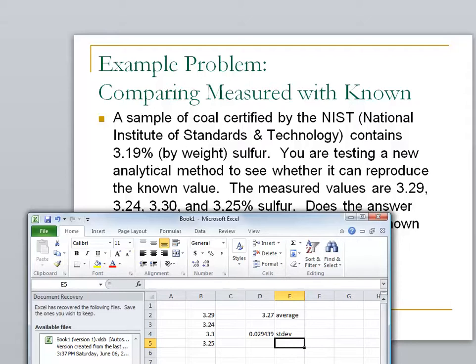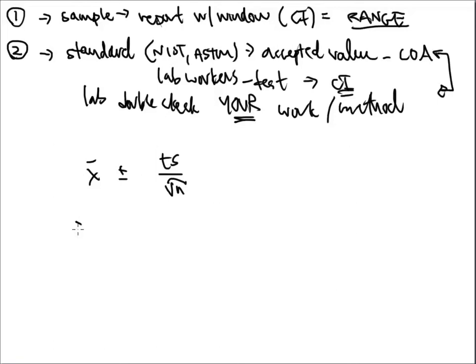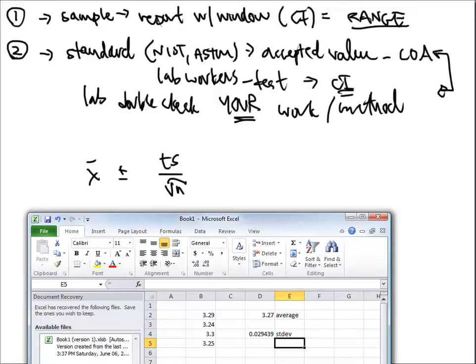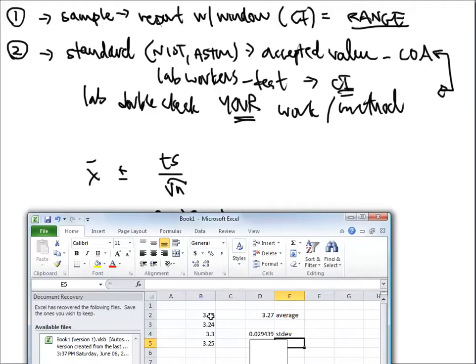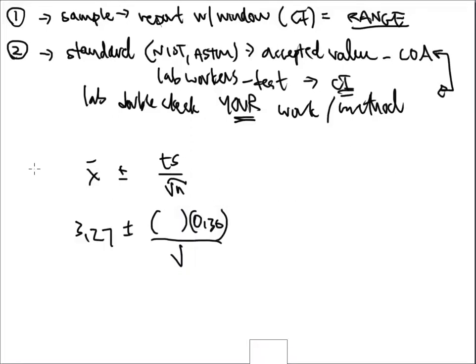All right, so those are the two numbers that I need for the equation. 3.27 is the average. So I'll come here, 3.27 plus or minus. My t-value I don't know yet. I'll get that here in a minute. My standard deviation I just calculated, right? 0.03 basically. Let's round it off to two numbers. The reason I do two numbers here is because that's two numbers there after the decimal. So I need a t number and I need the square root of n. So how many numbers or attempts did we do? We did 4. So square root of 4.